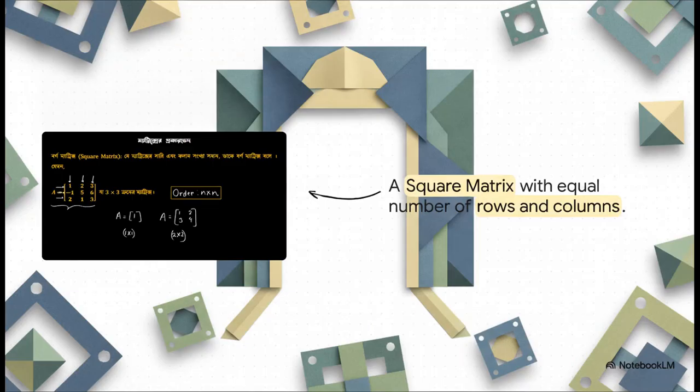Okay, here's the first major gatekeeper to our hierarchy, the square matrix. For a matrix to gain entry here, it must be perfectly balanced.